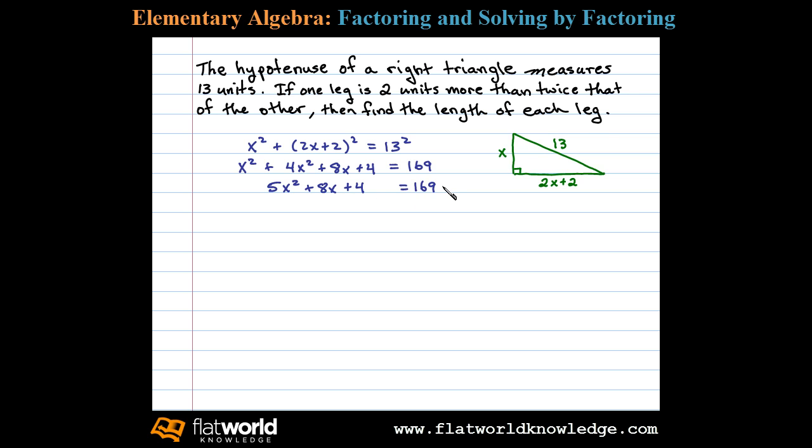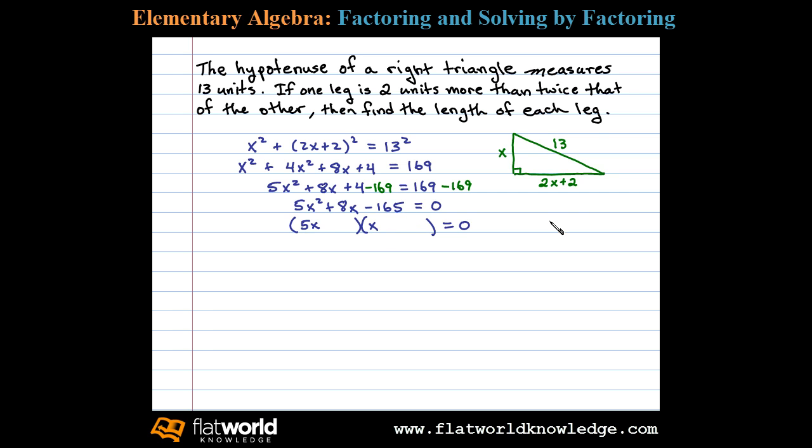Now if we subtract 169 on both sides, we then have standard form: 5x squared plus 8x minus 165 equals 0. Next, we factor. 5x squared factors as 5x times x.